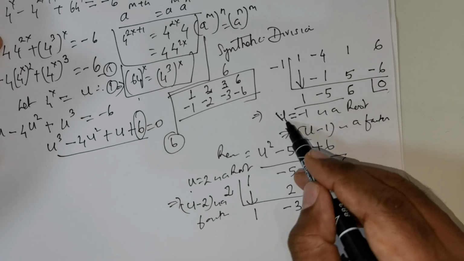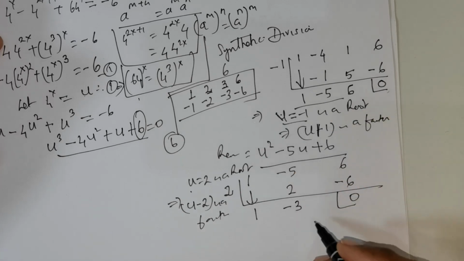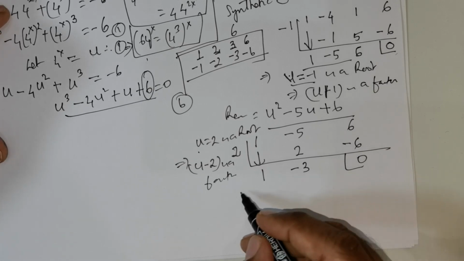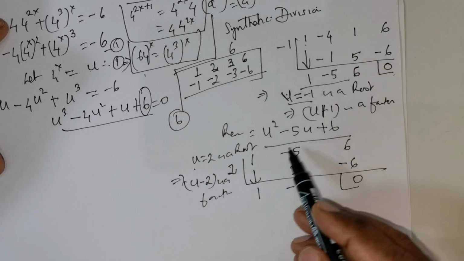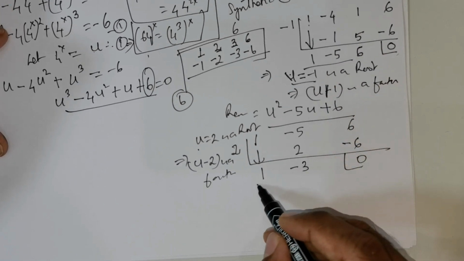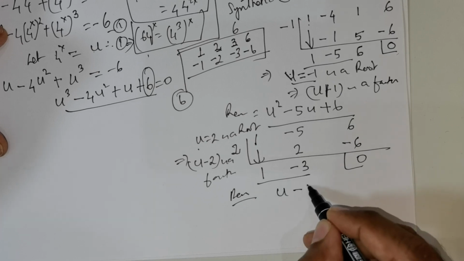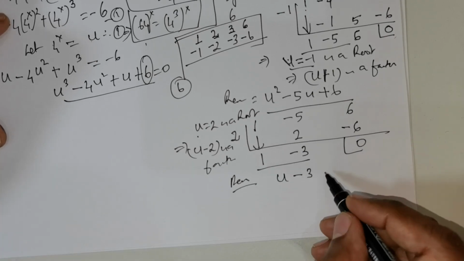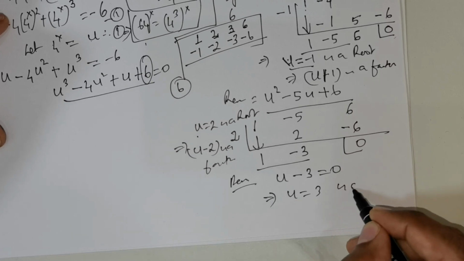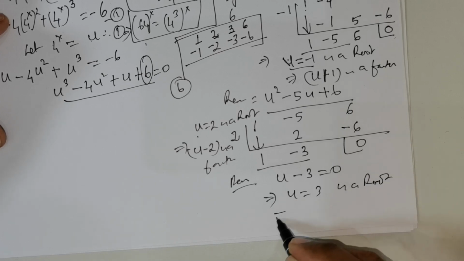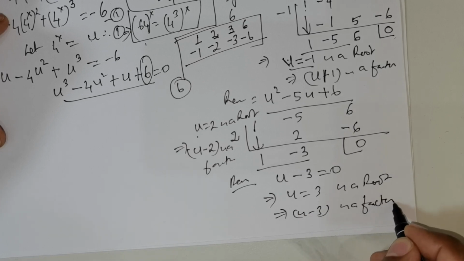Now one small correction. If u is equal to negative 1 is a root, then u positive 1 is a factor. So having got that, what have you got now? You started with u cubed, then u squared, and now you have the remainder as u negative 3. So this is the remainder. Now equate this to 0, you get u is equal to 3. So this means u is equal to 3 is a root, and that would mean u negative 3 is a factor.